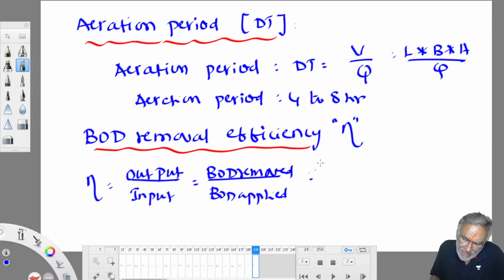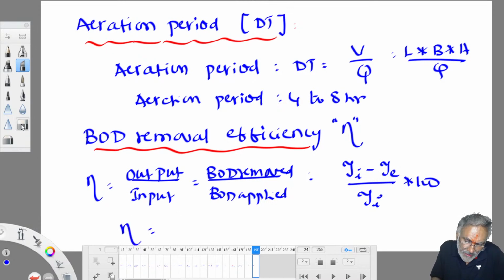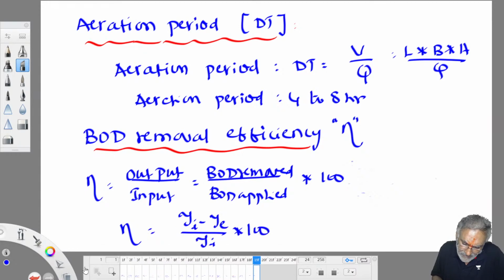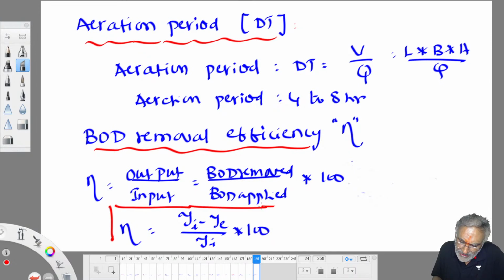So how much is BOD removed? YI is the initial BOD, YE is the final BOD. Efficiency is BOD removed by BOD applied into 100, which is equal to YI minus YE by YI into 100. Understood now? These petty things you can easily work out. Concentration in minus concentration out by concentration in into 100.